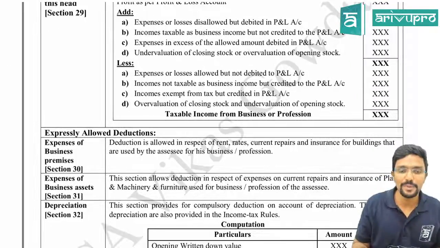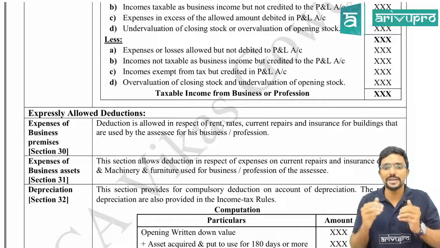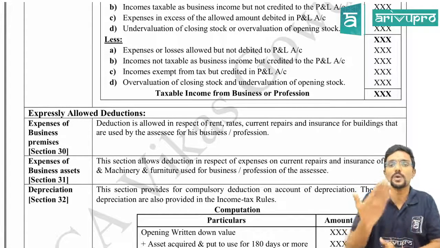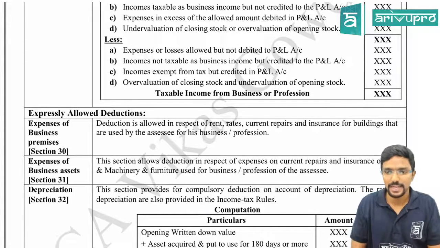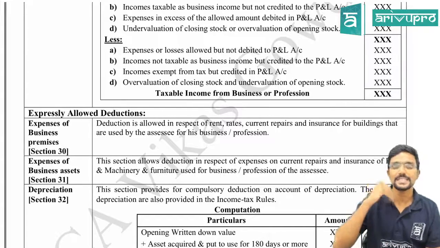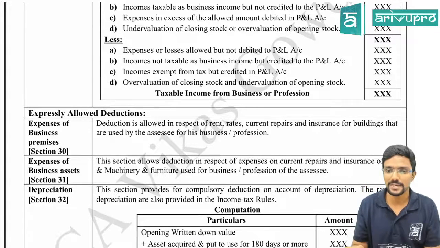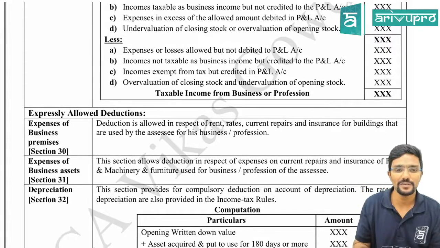Clear? Then coming to sections 30 to 36. Sections 30 to 36 will tell what expenses are allowed in income tax, and they give some specific deductions. Whereas section 37 will give some general deduction. So what are those? One by one we will see.